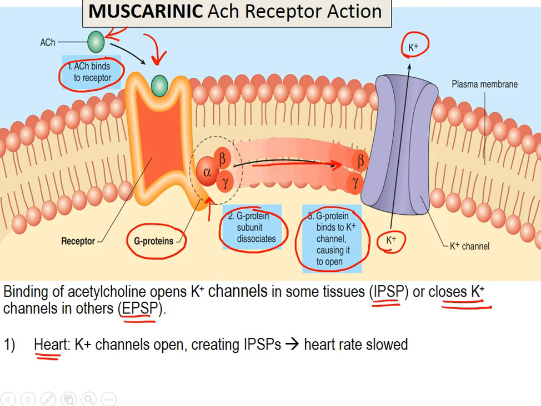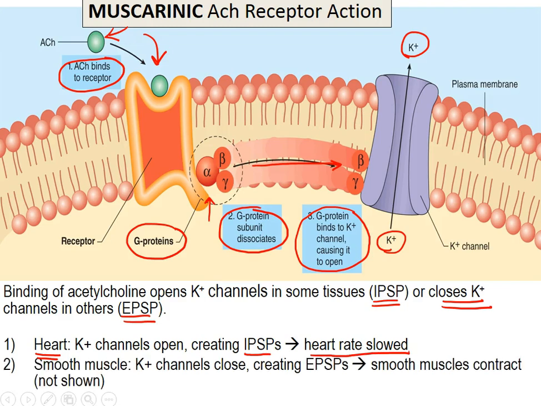Acetylcholine from the parasympathetic nervous system binds to the acetylcholine receptor on heart muscle tissue, creates an IPSP, and the heart rate slows down. And then on smooth muscle, though, potassium channels close when acetylcholine binds. That creates an EPSP and a contraction of the smooth muscle. So that's then excitatory.